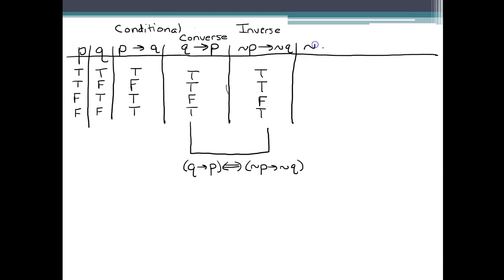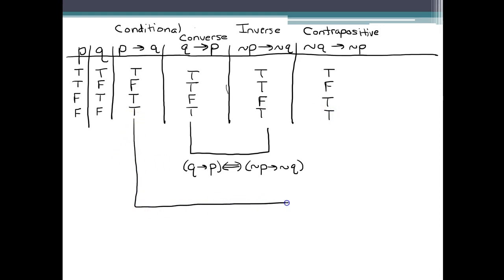And then down here we've got the contrapositive. Notice that we're switching the order and negating both from the original conditional statement. So what should happen is contrapositive and conditional should be logically equivalent. False to false will be true. True to false will be false. False to true will be true. True to true will be true. So yes, the conditional is logically equivalent to the contrapositive.